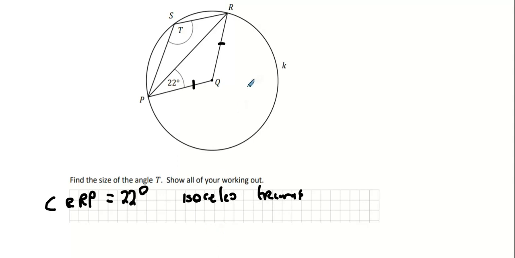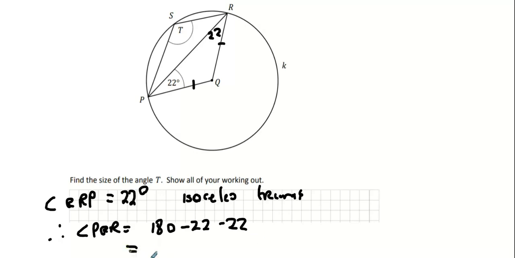Okay, this means that if that's 22, the angle PQR has to equal 180 minus 22 minus another 22, which is 136 degrees.